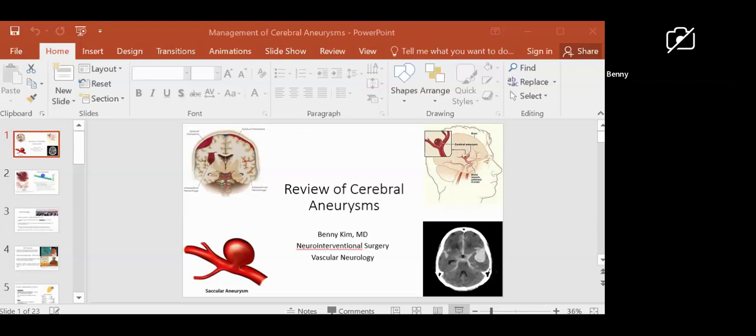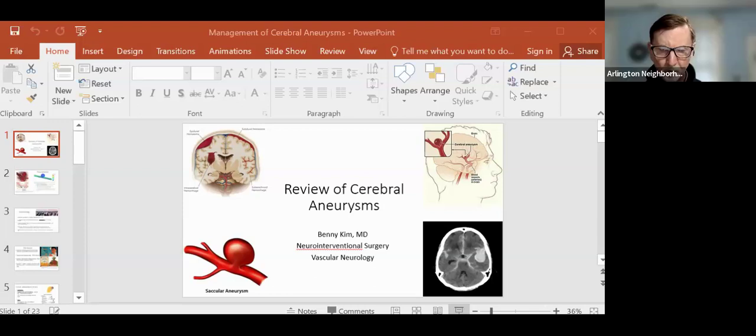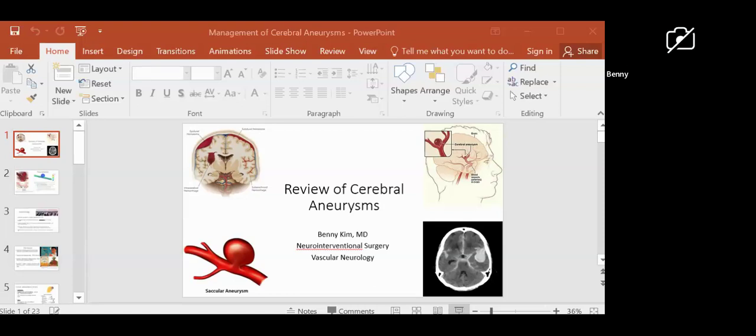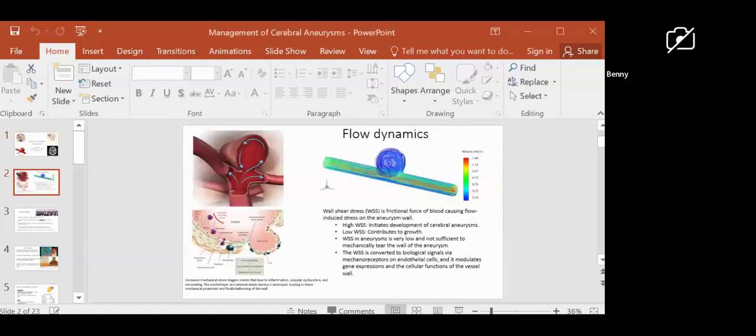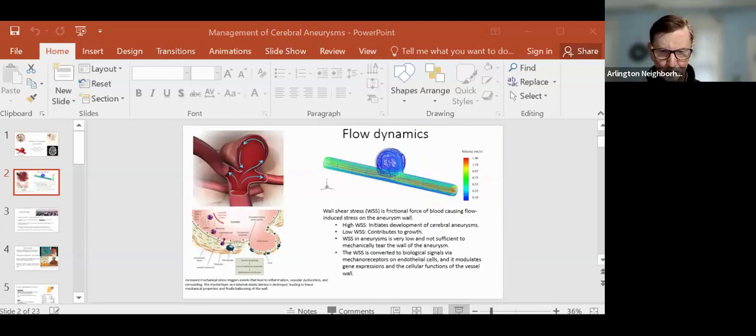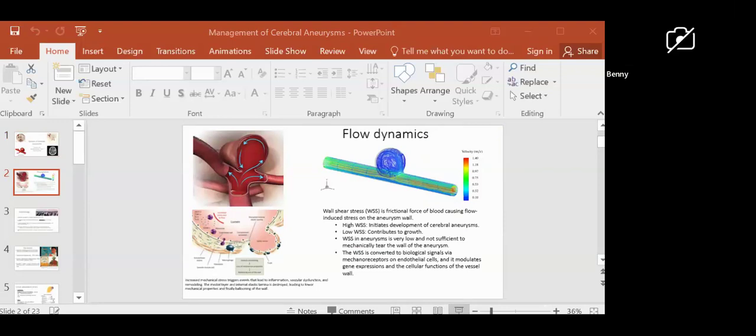So aneurysms develop when, are you able to see my pointer? You might want to switch to slideshow view. Okay. All right. Are you able to see my pointer? No. Okay.